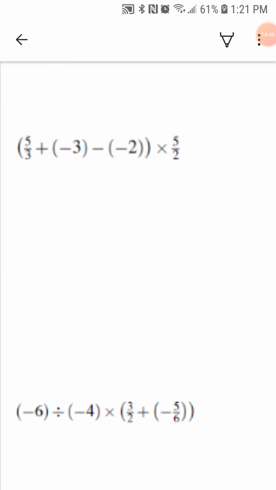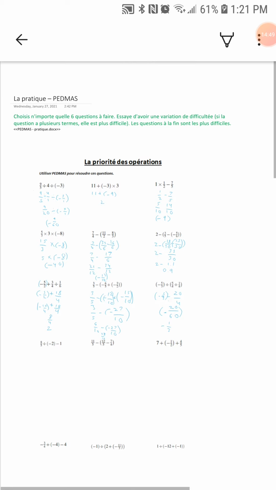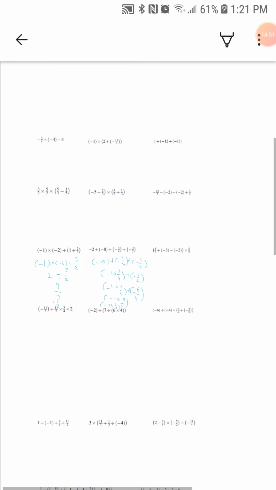How many more should we do? I did the top 3 lines. And you'll do like 2 of the bigger ones at the bottom.